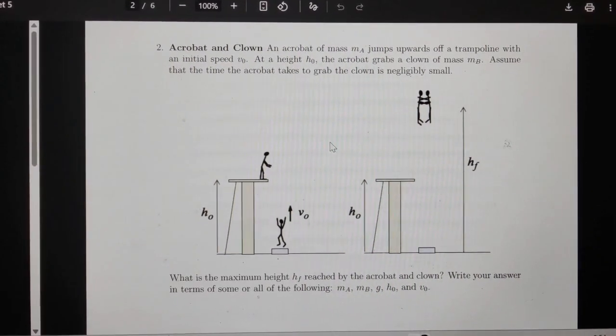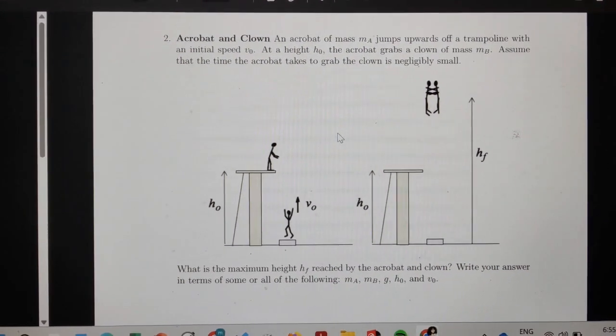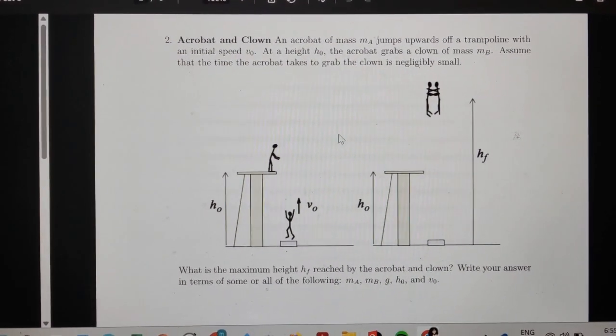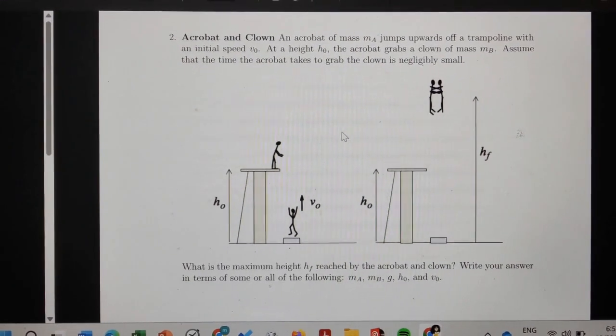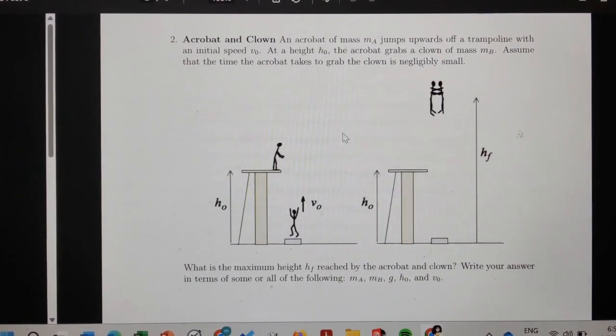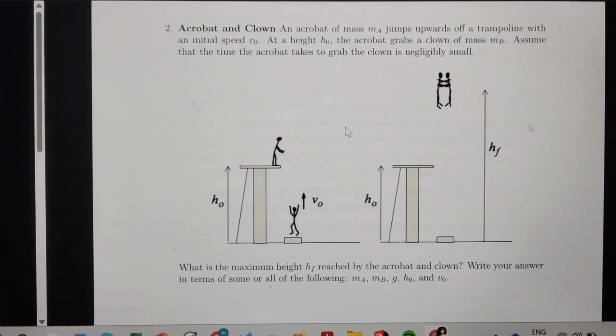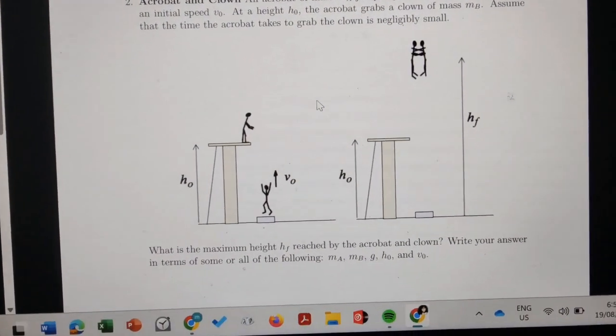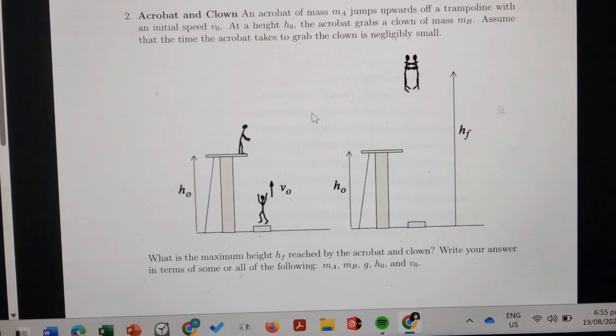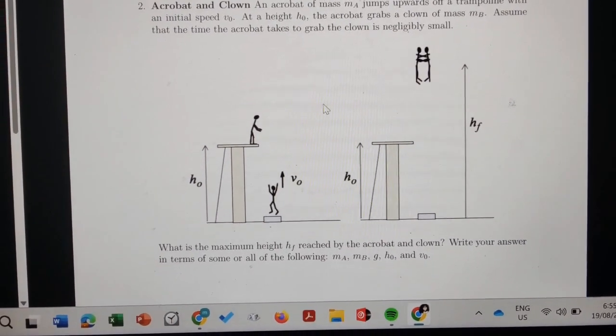For number 2, Acrobat and Clown. An acrobat of mass m_a jumps upwards off a trampoline with an initial speed v_0. At a height h_0, the acrobat grabs a clown of mass m_b. Assume that the time the acrobat takes to grab the clown is negligibly small. What is the maximum height reached by the acrobat and clown?